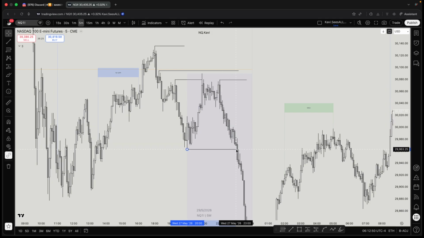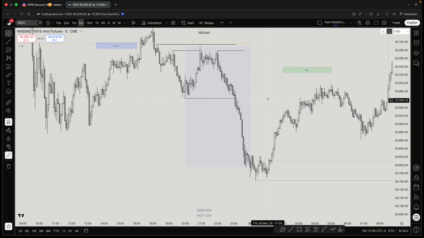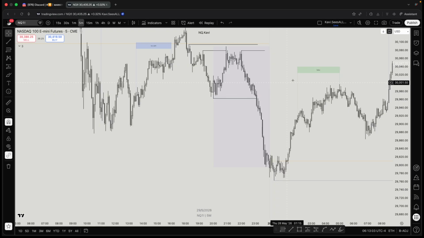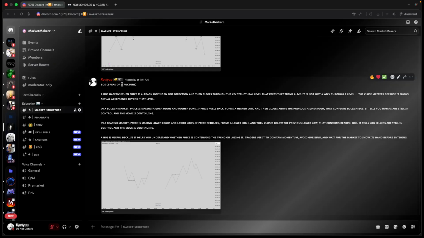So for a break of structure, we want to close past our lowest low, which we do get. We close past it and we get an aggressive sell-off. Now I'll be honest, from my personal experience, please don't use break of structure by itself. Pair it with PD arrays. I'll cover PD arrays in the next video. But please do not use it alone.